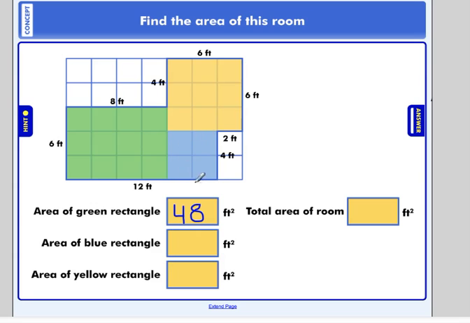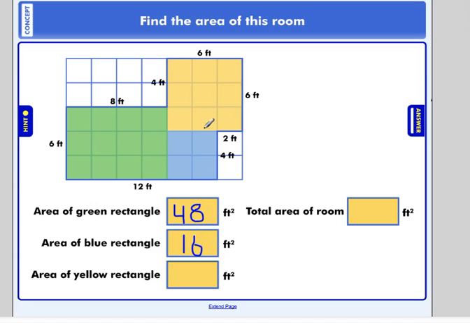Now I'm going to find the area of the blue rectangle. I can figure out my base here because this was 8 up until this point, and the total thing is 12. So the difference is 4 feet. So my base is 4 feet and my height is 4 feet. It's a square, but I still do 4 times 4. So the area of the blue rectangle is 16 feet squared.